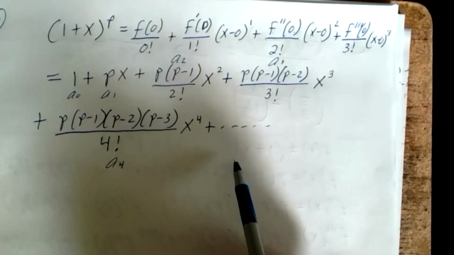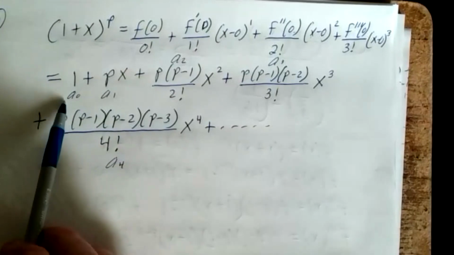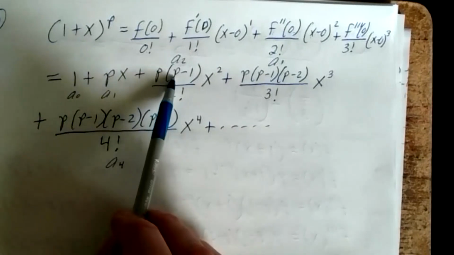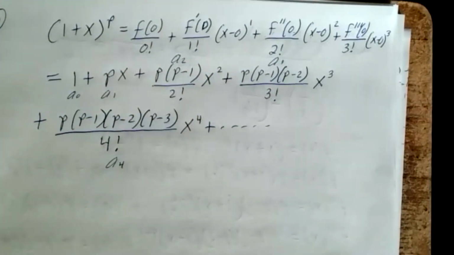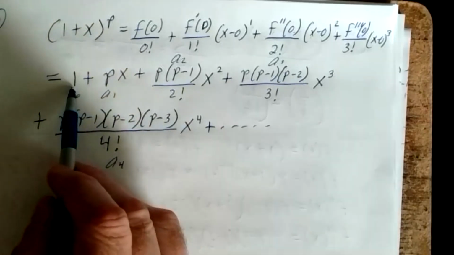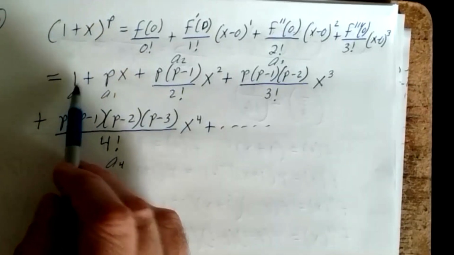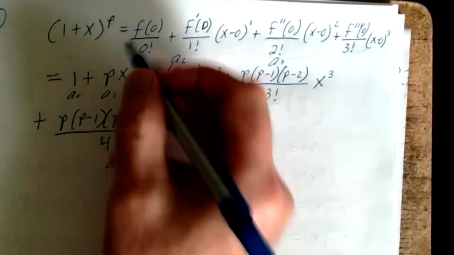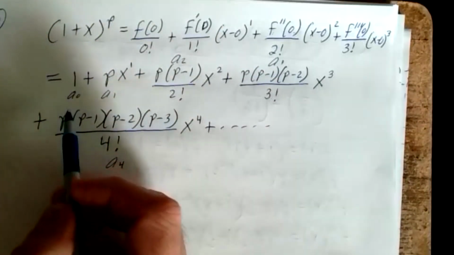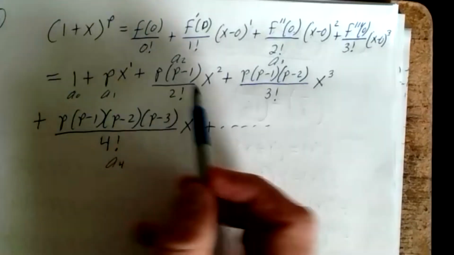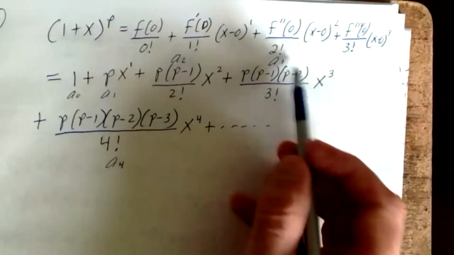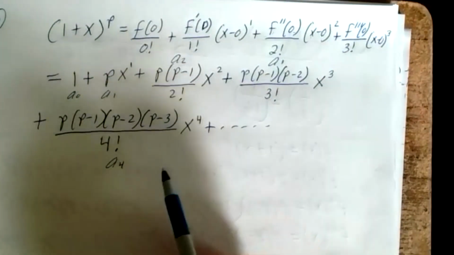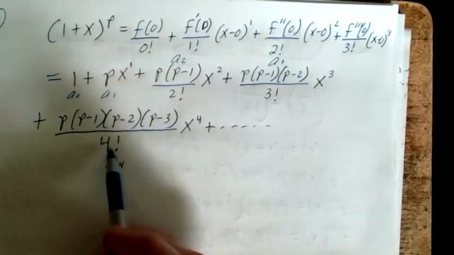Let's see here. It looks like we keep adding one more factor of p in the numerator. As far as the factorial is concerned, this is over 0 factorial, this is over 1 factorial, this is over 2 factorial, 3 factorial, 4 factorial, and the power of x is also in sync with the index of the term. This is x to the 0th power, x to the 1st power, x to the 2nd power, x to the 3rd power, x to the 4th power. All right, so this would be the expansion.